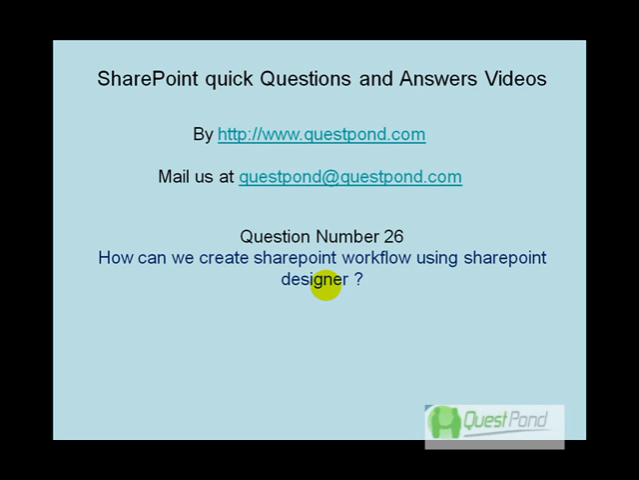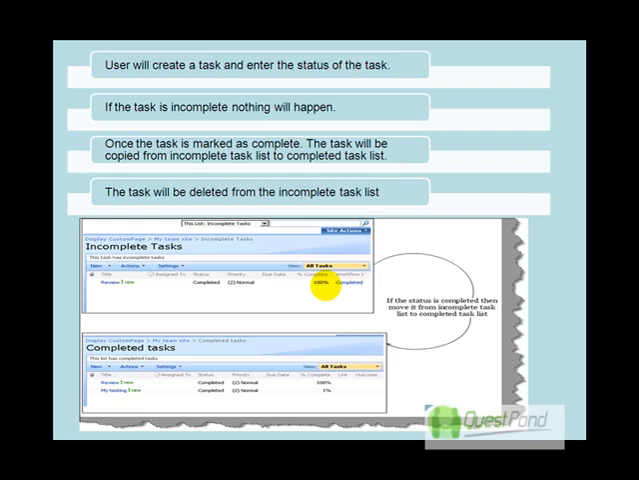So let's move ahead with question number 26. How can we create a SharePoint workflow using SharePoint Designer? In order to understand it much better, we will create two task lists: one is an incomplete task list and one is a completed task list. If the user enters the task as in progress in the incomplete task list, it will stay as it is. But the time he marks this task's status as completed, it will move to the completed task list and get deleted from the incomplete task list.